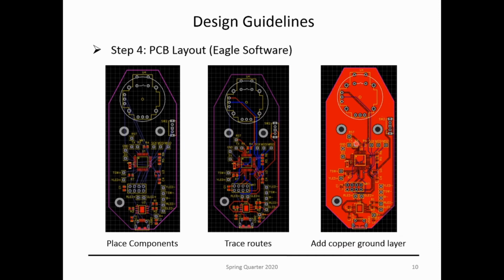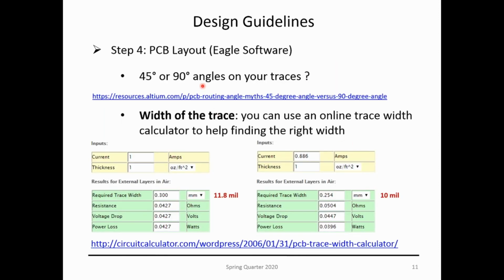And after this, a couple of design guidelines. A big question that is normally asked is, should I use 45 degree or 90-degree angles on your traces? Well, the answer is, it does not matter. You can use whatever you want. Back in time, in terms of manufacturing, 90-degree angles were hard. So that's why we use smoother angles. But there is also some thought that with 90 degrees, you have more electromagnetic interference from your waves.